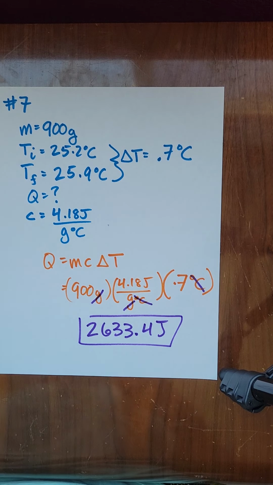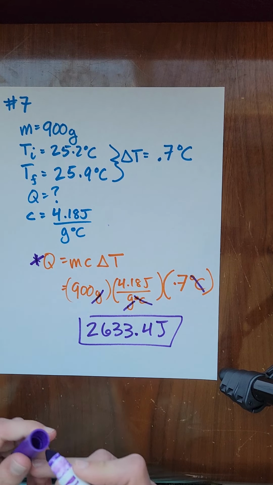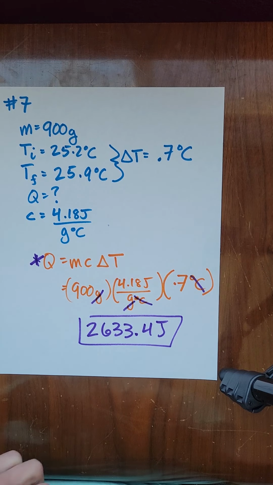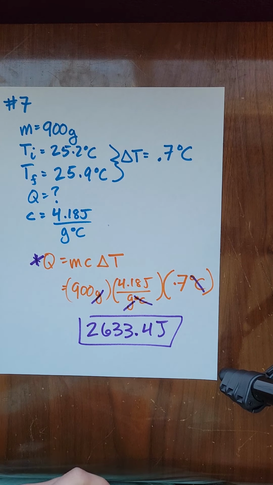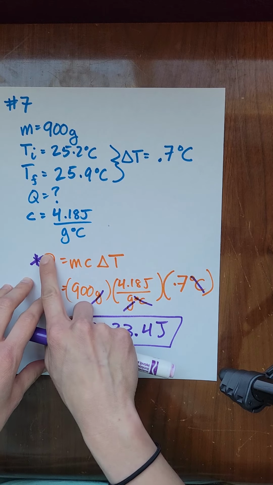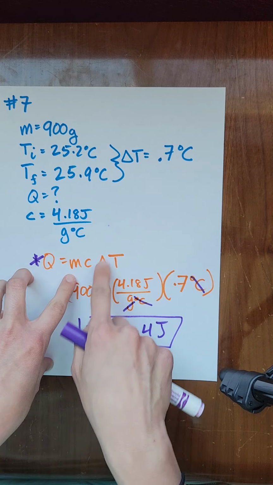Whenever you see a thermochemistry problem, and you're talking about a mass change, temperature change, a specific heat is given, you can pretty much bet the family farm that you're going to be using Q equals mc delta T. So remember this formula. Make sure you're comfortable plugging and chugging.